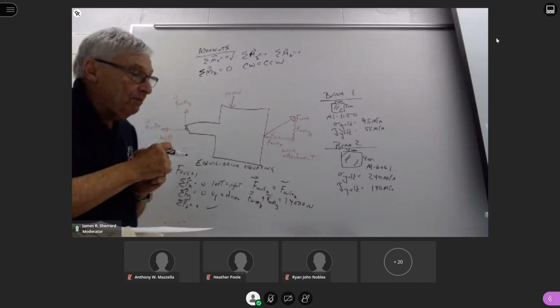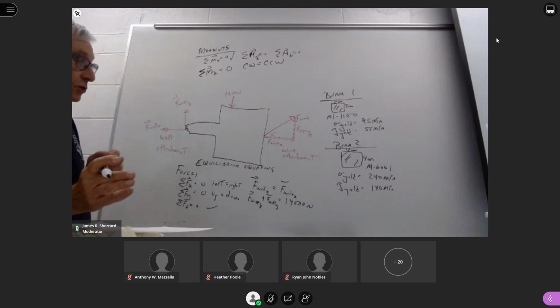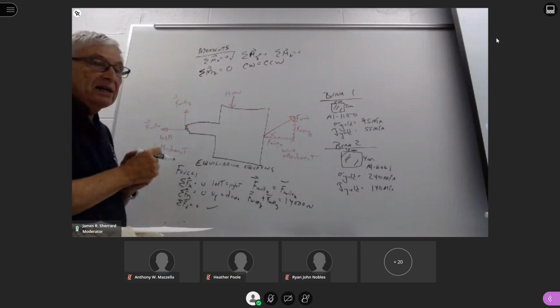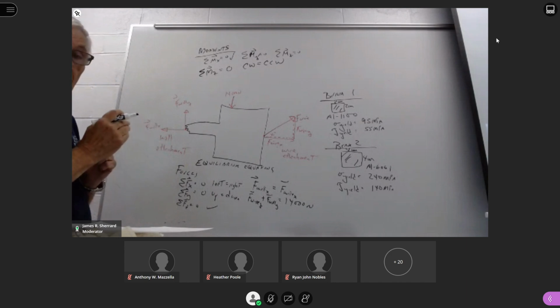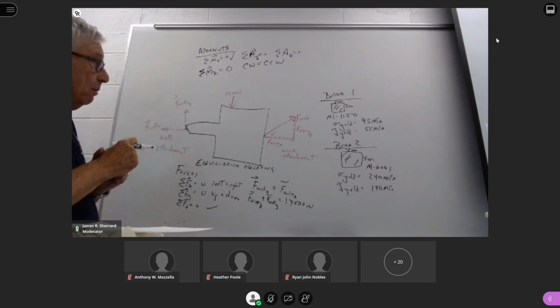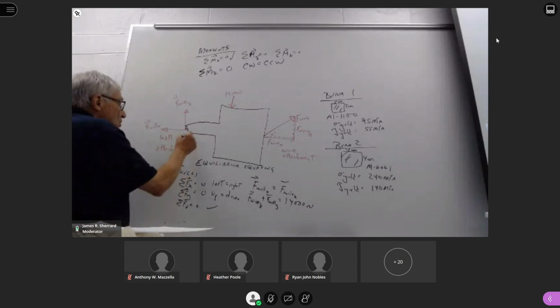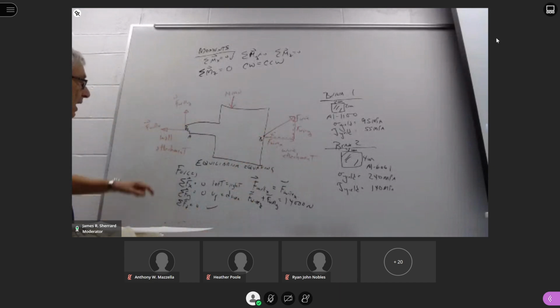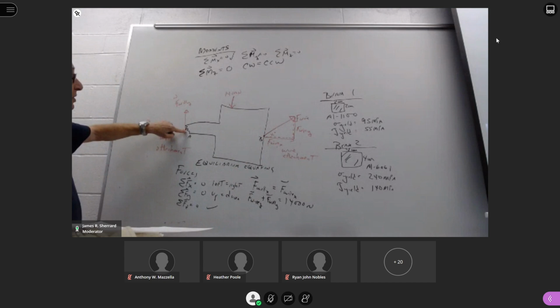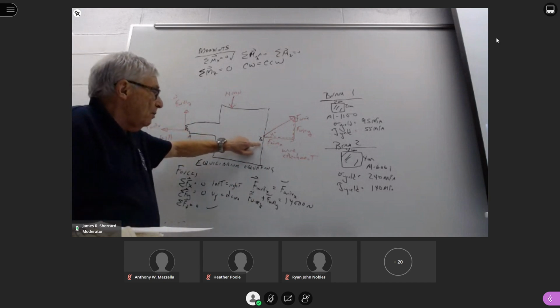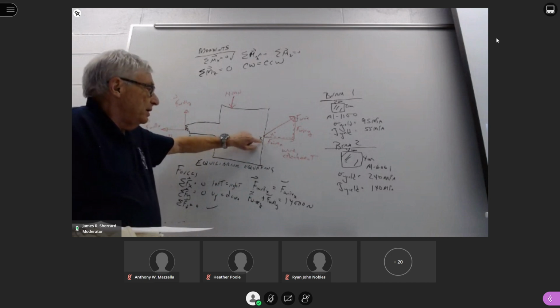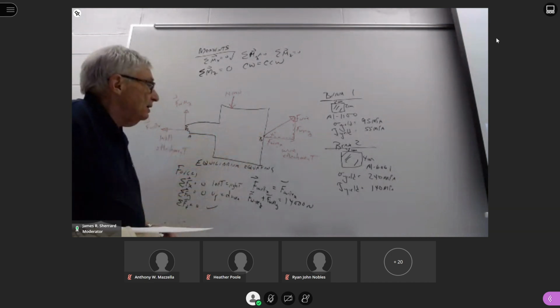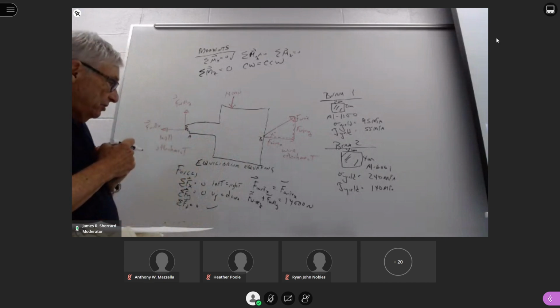And as we've stated before, you can take the moment anywhere you want to, but if you take it at an attachment point, you tend to help eliminate unknowns to make the problem solution easier. So if I call this point A, call this point B, I could take the sum of moments around the z-axis at point A, utilize that. I could take the sum of moments around the point B, around the z-axis, and do that. That would make the problem easier.